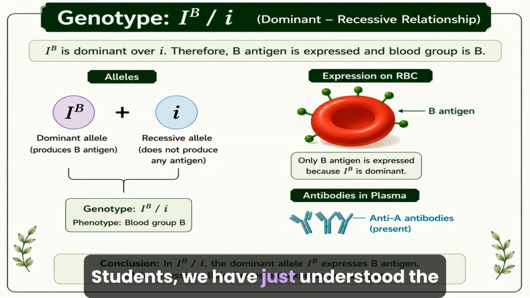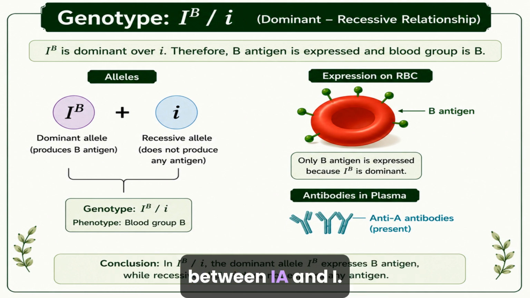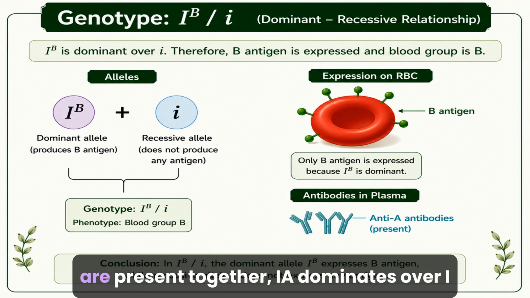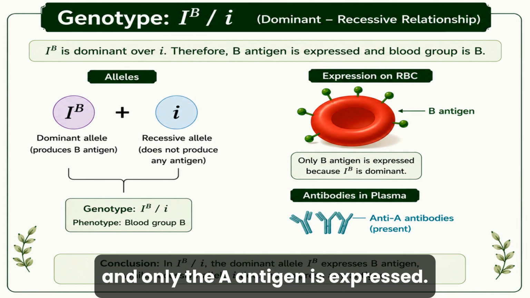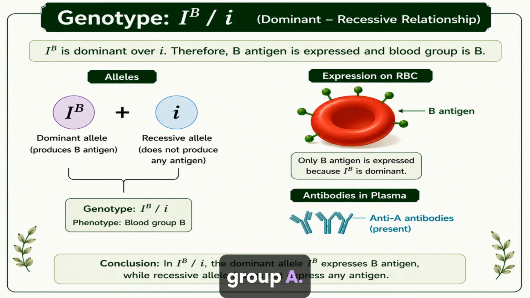Students, we have just understood the dominant-recessive relationship between IA and i. We learned that when these two alleles are present together, IA dominates over i, and only the A antigen is expressed. As a result, the individual shows blood group A.